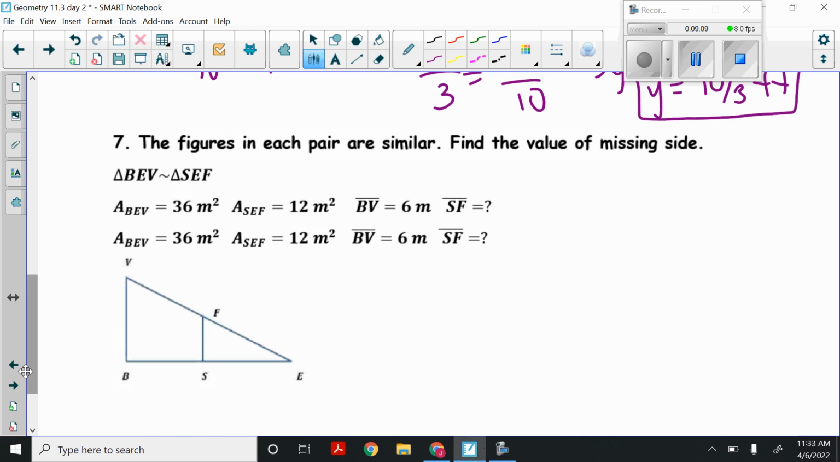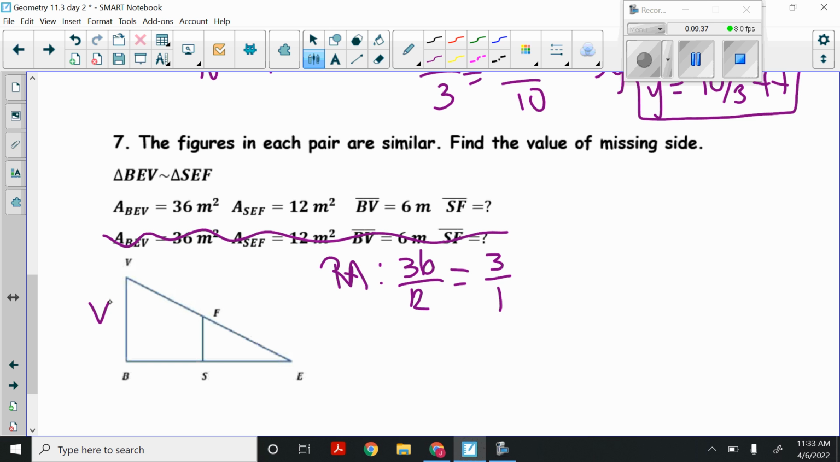I did the last one for today. The figures in each pair are similar. Again, it's the same thing written twice. We don't need it. And the value of the missing side, triangle BEV, is similar to triangle SEF. So the area of the great big triangle is 36 over 12. So I can find the ratio of the areas is 36 over 12. I can simplify that down, right? So that becomes 3 to 1.